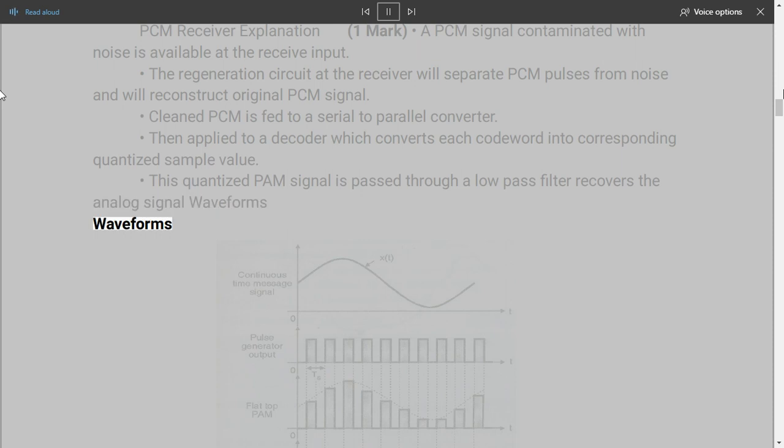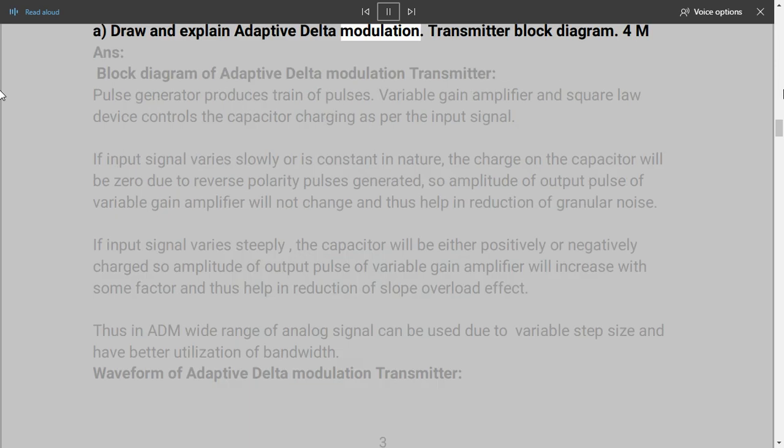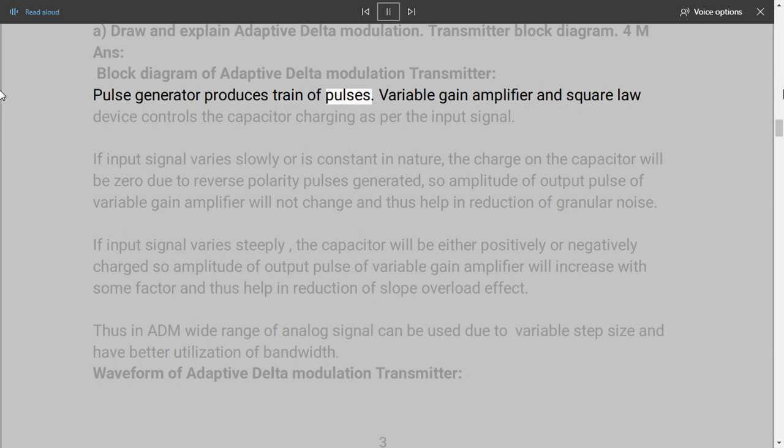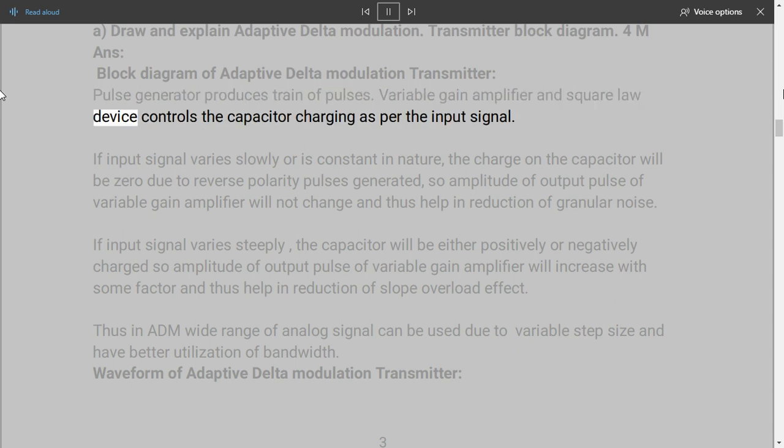A. Draw and explain adaptive delta modulation. Transmitter block diagram. For the answer: block diagram of adaptive delta modulation transmitter. The pulse generator produces a train of pulses. Variable gain amplifier and square law device control the capacitor charging as per the input signal.